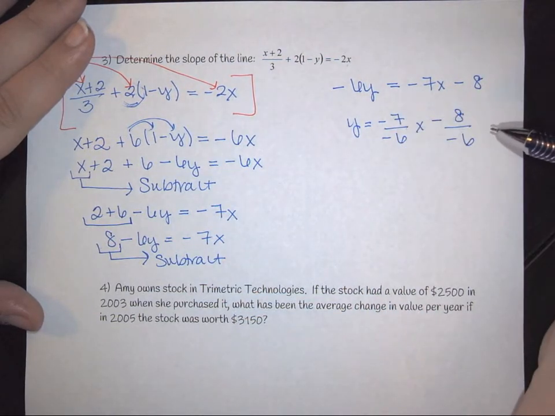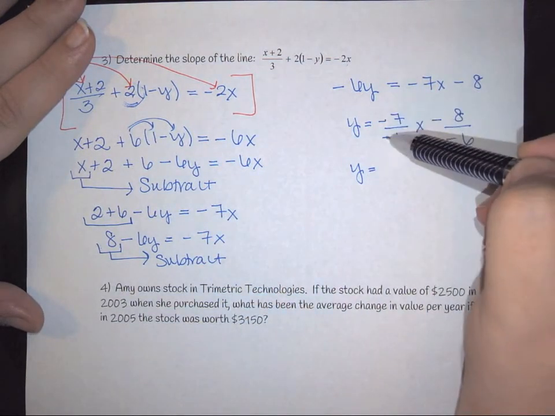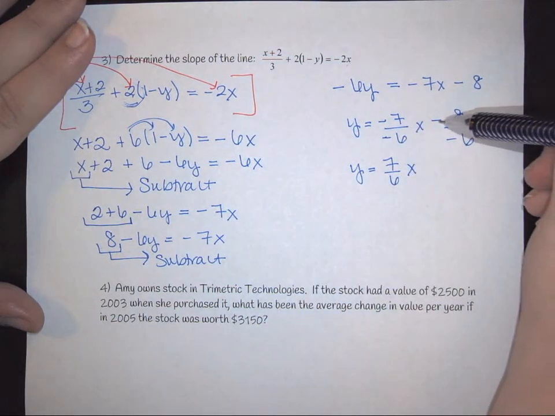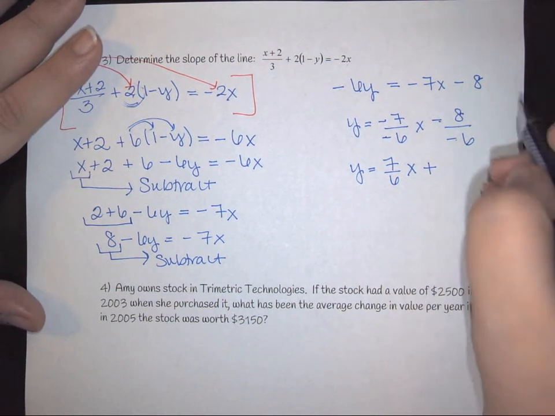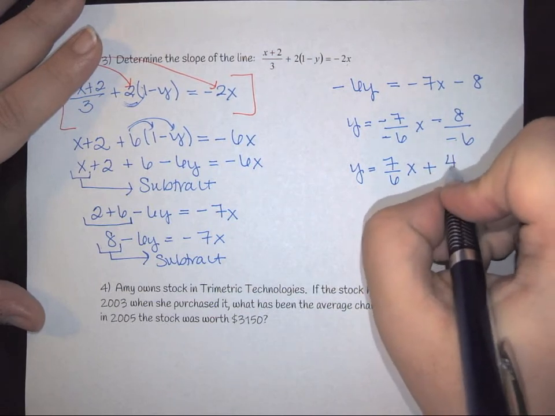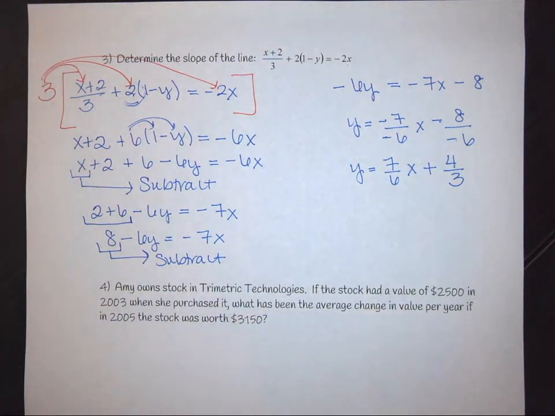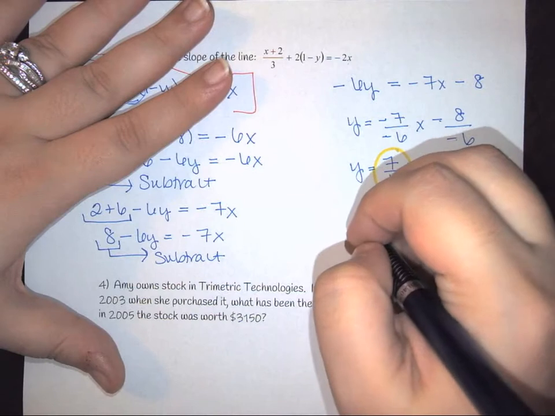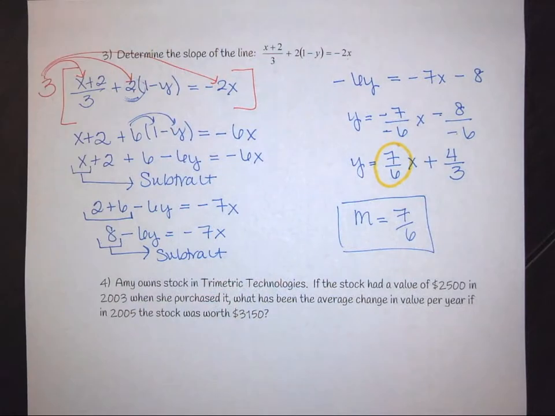And I have to work to reduce. So we have that y is going to be negative over negative becomes positive. So this is 7 over 6x. Again, negative over negative is positive. 8 over 6 can reduce by pulling a 2 out of top and bottom. So this becomes a 4 over 3. Again, the only thing that we care about is your slope. And slope is the coefficient of your x term. Therefore, my slope is 7/6, and this is my answer.